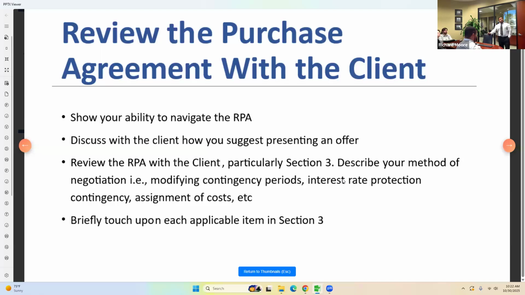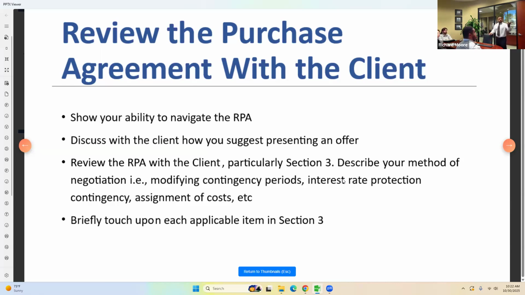So you're going to review the purchase agreement with the client. You want to show them the purchase contract, to show your ability to navigate through it. When you're sitting down with the client during the consultation, you want to say, look, this is the purchase contract. I want to explain it to you now so that when we're ready to submit an offer, I don't have to explain it then, because we might not have time. There might be a lot of offers being submitted right away, and we'd have to submit it right away. So I want to go over this purchase contract with you and what everything means.